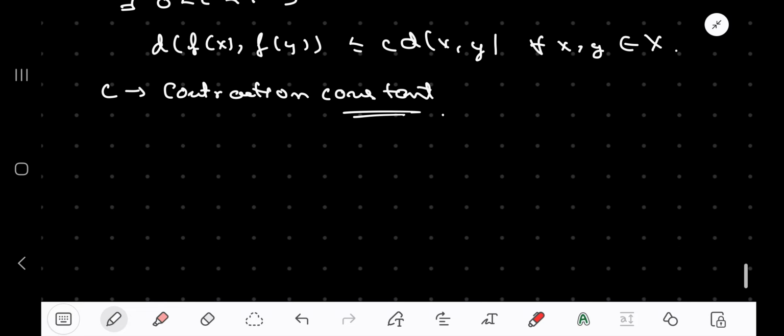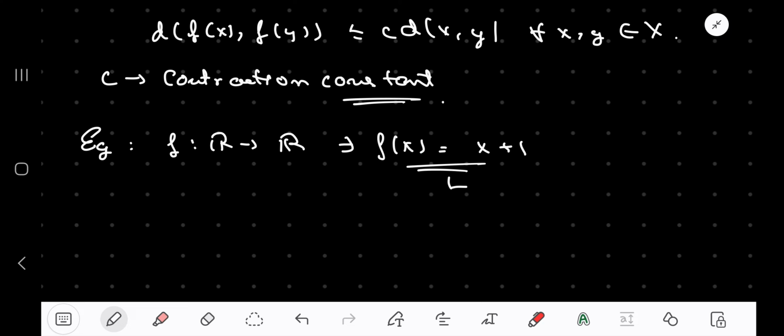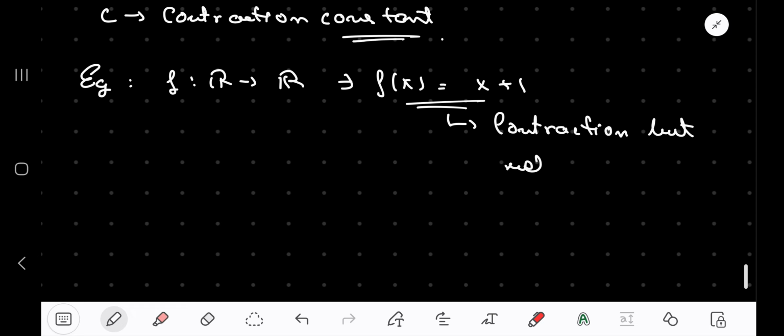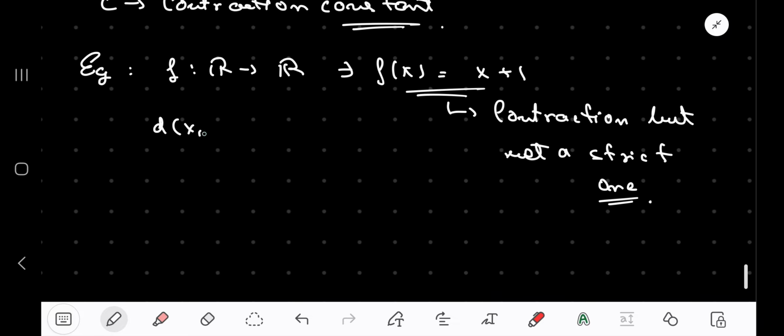Fine. Work out an example on your own. I'm not going to detail it out. Let F be a map from R to R such that f(x) is just x plus 1. Then you can check that it's a contraction, but not a strict one. And it's sort of evident from the map itself. Since we are in R, just use d(x,y) to be the absolute value of x minus y. Fine.